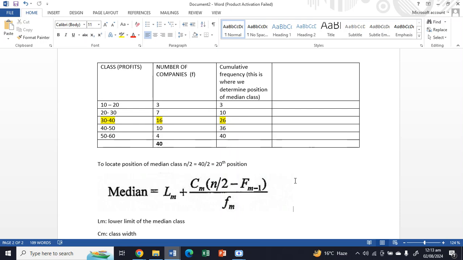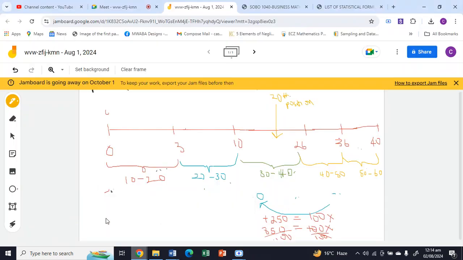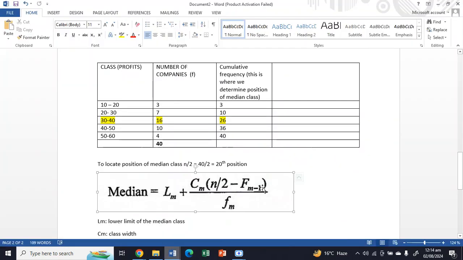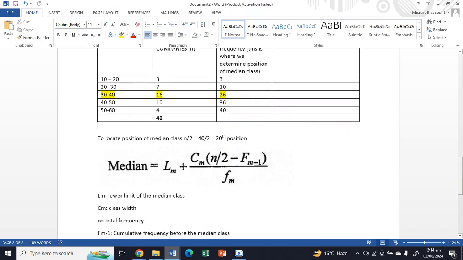Oh, but sir, we were just locating the median class. We're not yet done. This is just a visualization to locate the median class. We're yet to use the formula. Lower limit of the median class, 30.